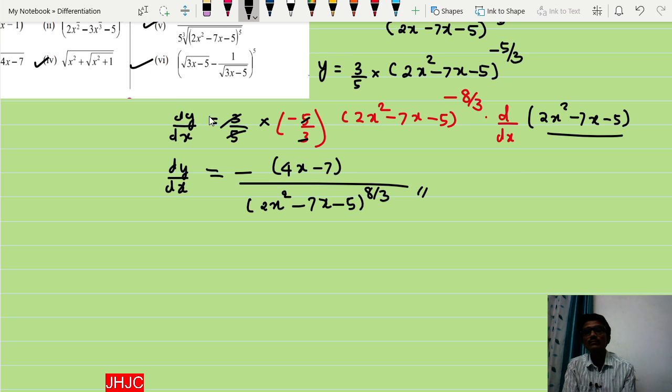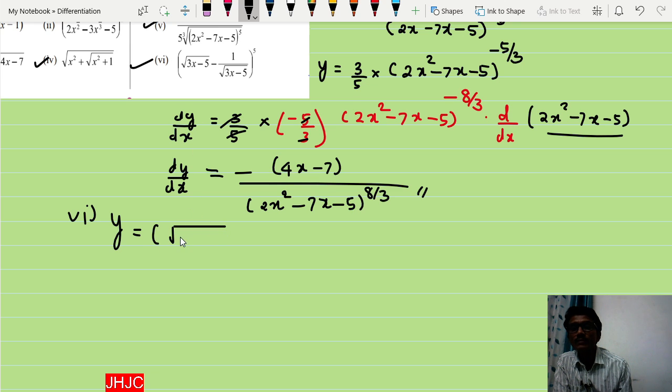Next we will do the sixth question. See here, the sixth question is y is equal to square root of 3x minus 5 minus 1 upon root of 3x minus 5 and whole raised to power 5.